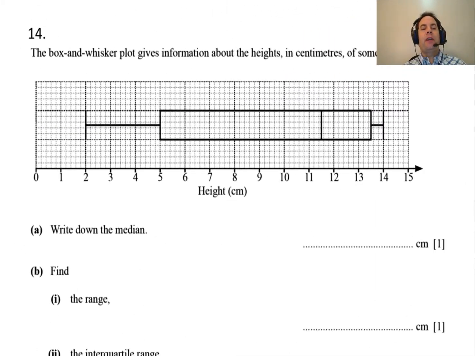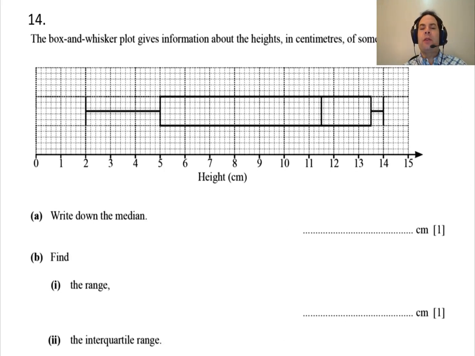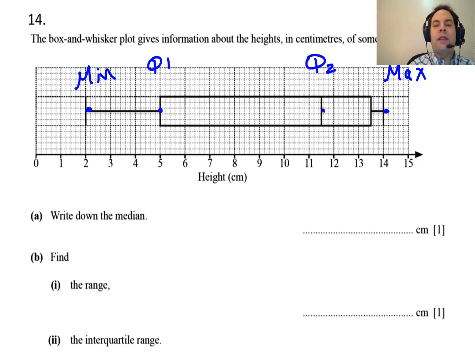Question number 14. The box and whisker plot gives information about the height in centimeters of some plants. A box and whisker plot is formed from mainly 5 values. Let's start to identify the first point, which represents the minimum value, and the last one is the maximum value. And in between we have 3 values: Q1, which is the lower quartile, Q2, which is the median, and Q3, which is the upper quartile.